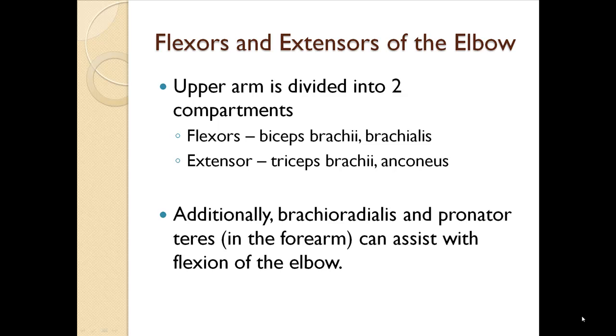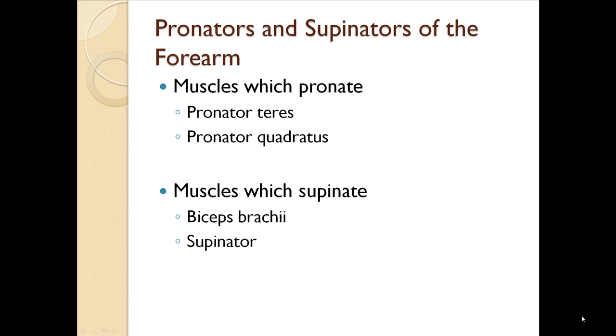In addition to the flexors and extensors in the upper arm, there are other muscles that assist with the movements of flexion at the elbow. In particular, there is brachioradialis in the forearm and pronator teres. The muscles that produce the movements of pronation and supination are pronator teres and pronator quadratus, which obviously pronate the forearm, and the muscles that supinate the forearm are biceps brachii and supinator.